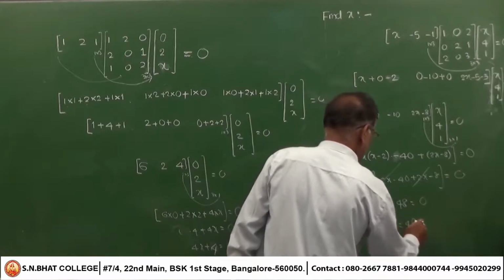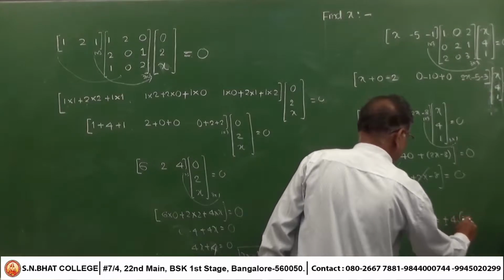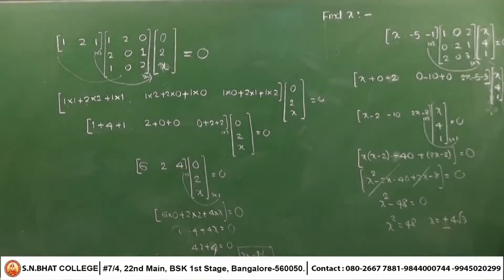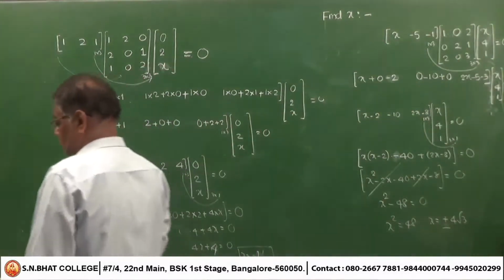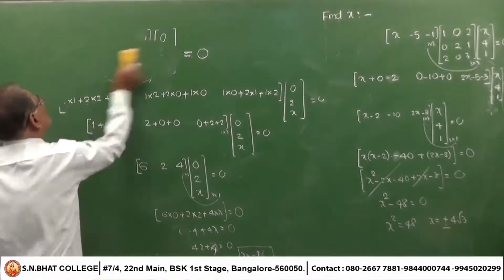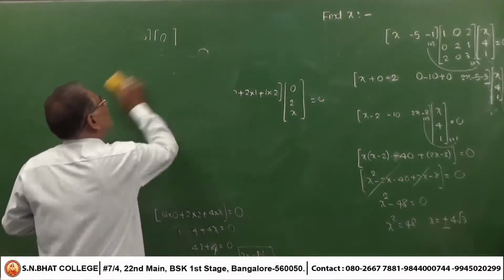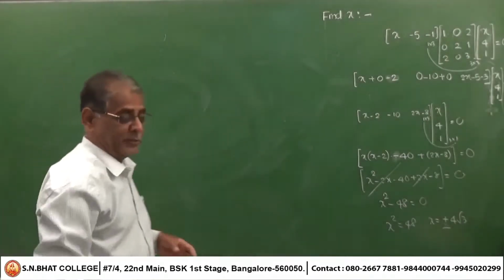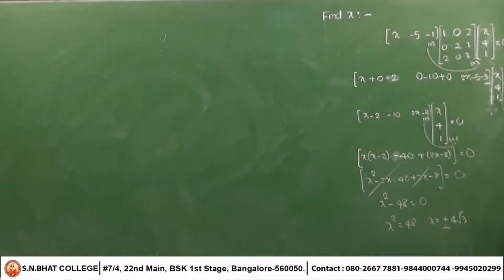X square is 48. X is plus or minus 4 root 3, since 48 is 16 into 3, and root of 16 is 4, into root 3. So x is plus or minus 4 root 3.